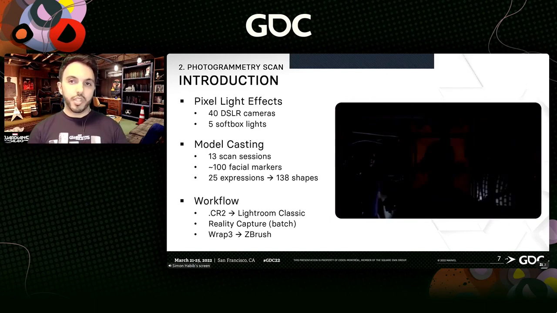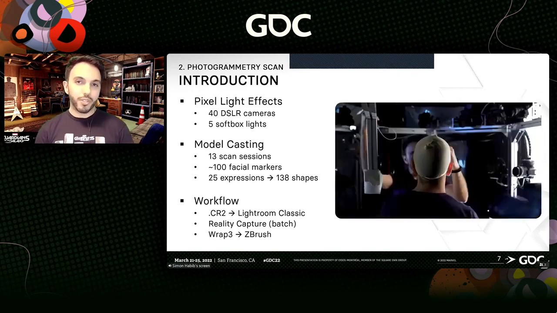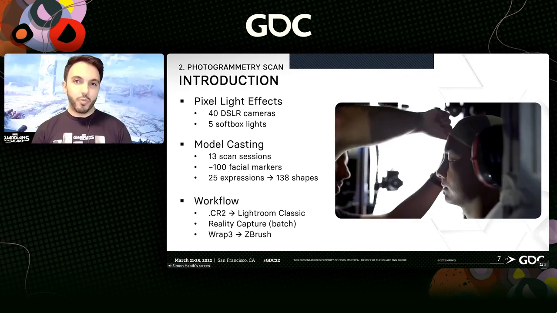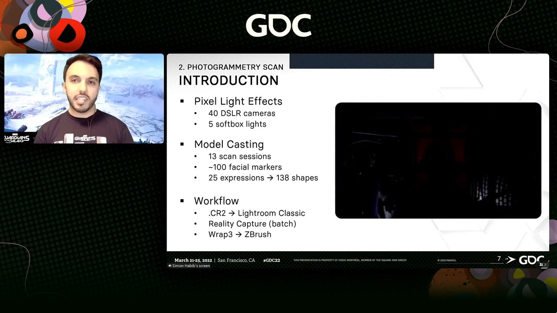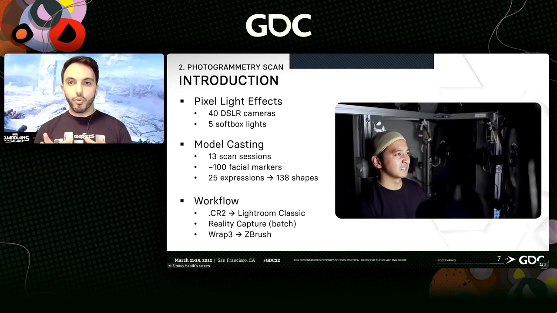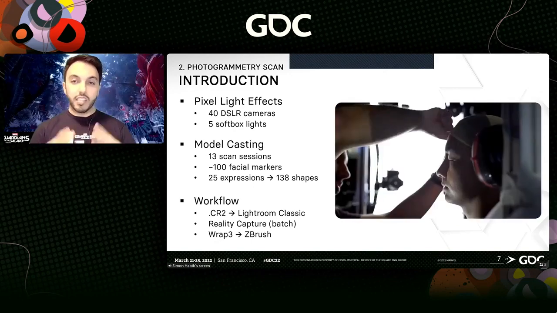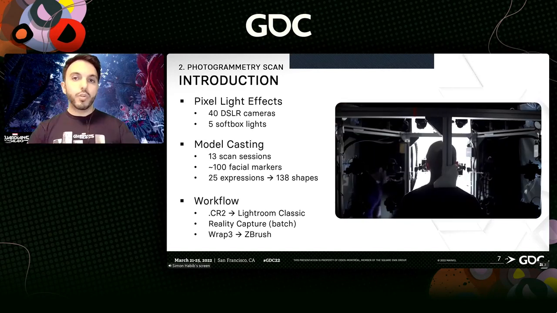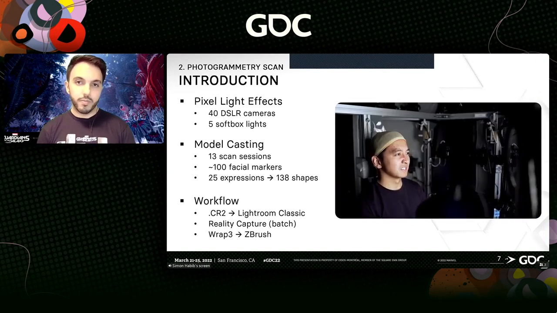When each model would come in, we would dot their faces with roughly 100 facial markers using an eyeliner, which allowed the character artists to accurately track the deformation and skin sliding. In the booth, we would ask the models to hold about 25 different facial expressions, and these full face expressions is what we use to separate into 138 blend shapes for our facial rigs.